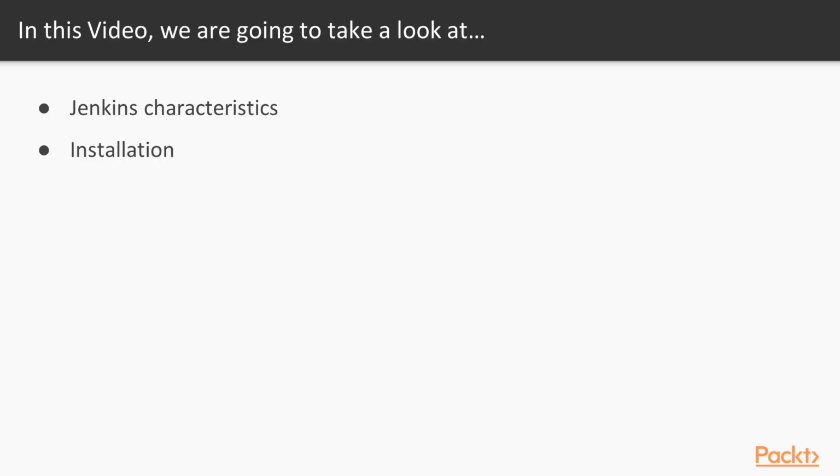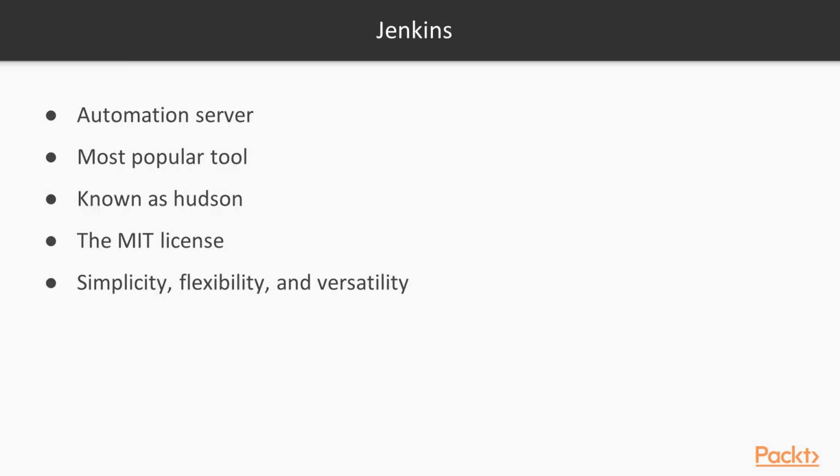In this video, we will first learn about Jenkins, its characteristics, and then we will install it. Jenkins is an open-source automation server written in Java. With a very active community-based support and a huge number of plugins, it is the most popular tool to implement the continuous integration and continuous delivery processes.